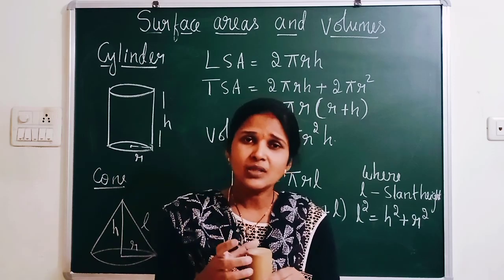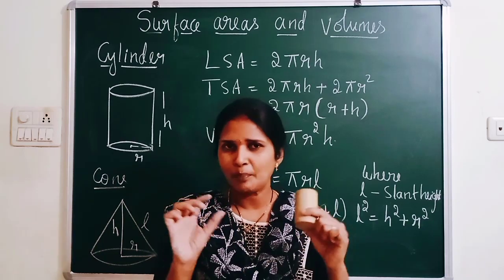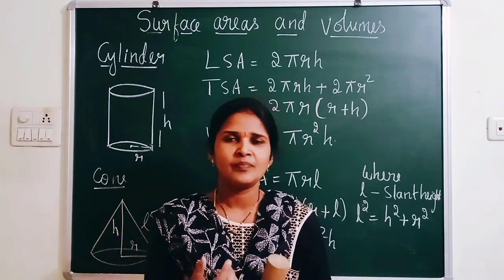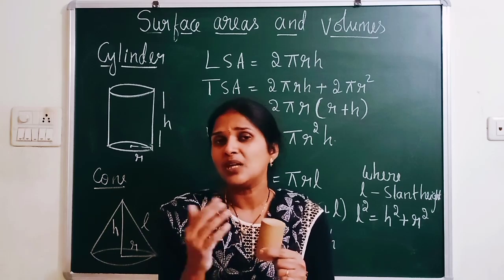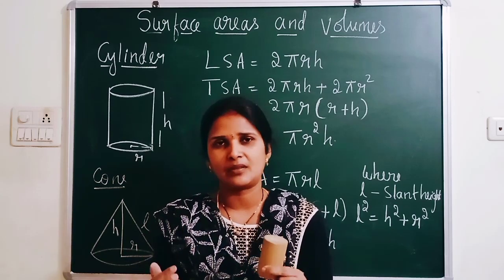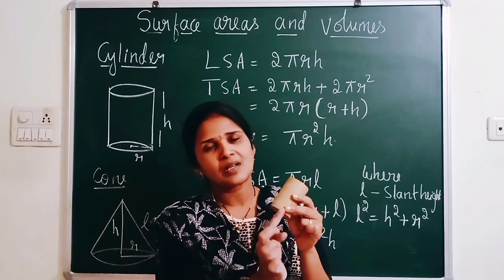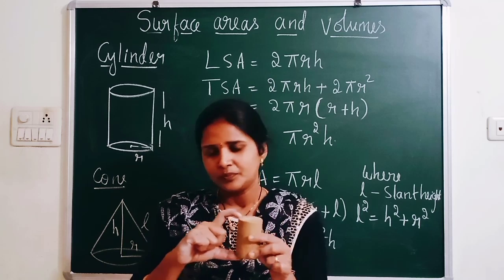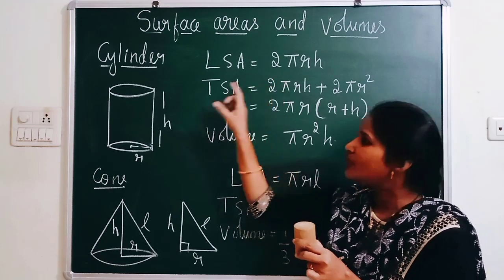How did you get this formula? We learned already in class 9th. When you take a rectangular paper and roll it, it becomes a hollow cylinder. To find CSA of this, you have to equate it to the area of the rectangle. Area of rectangle is length into breadth. When you take a paper and roll it, that length becomes the circumference and breadth becomes the height. So what is the LSA, lateral surface area, of this 3D figure?